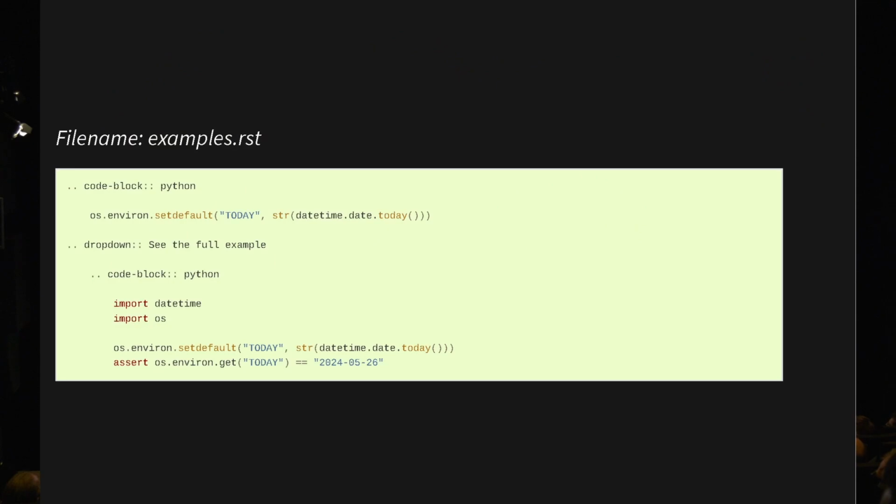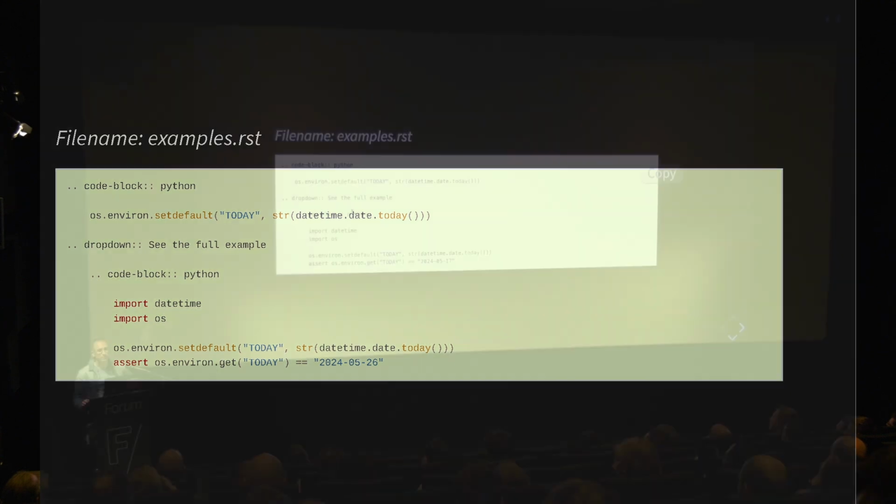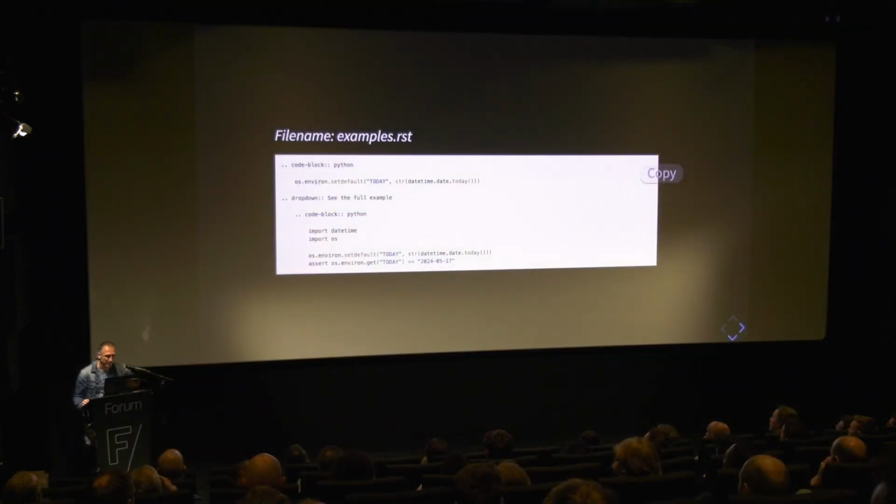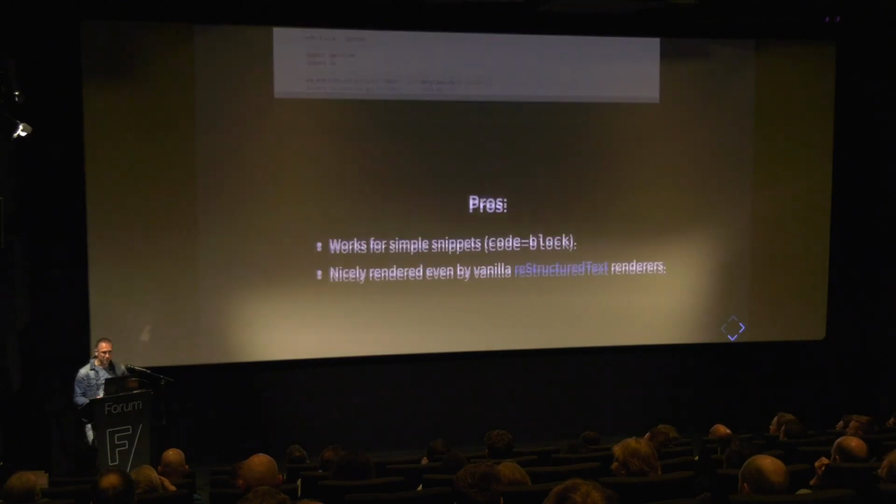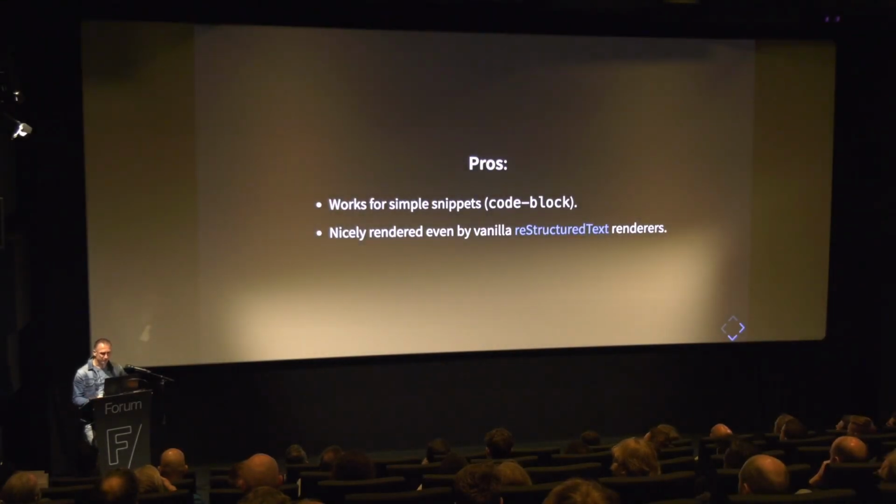So there's this code block, and then you have the drop-down, and then you place the full snippet inside this drop-down. But this is actually bad, because this part of the code you will never be able to test. It's a partial snippet, and your test will fail. So you should be very careful with this.